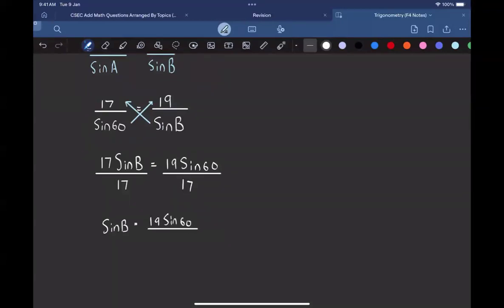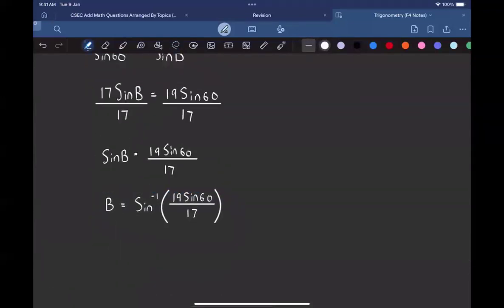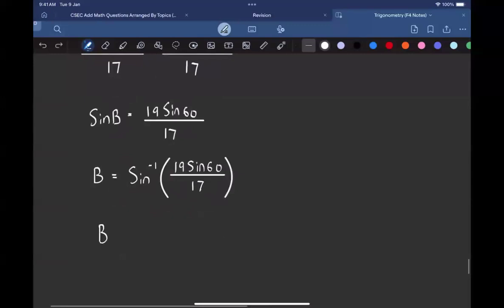And how would I find angle B now? You find the sine inverse of 19 sine 60 over 17. And what would you get? You got 75.4.